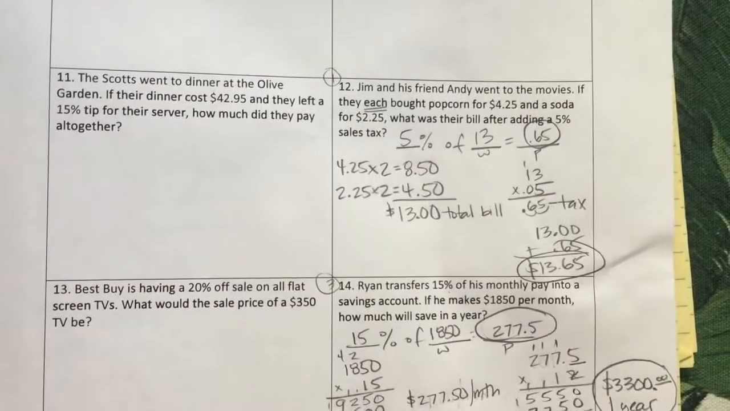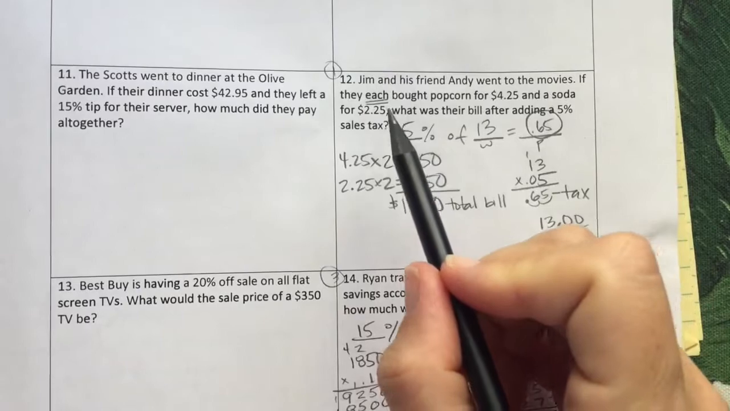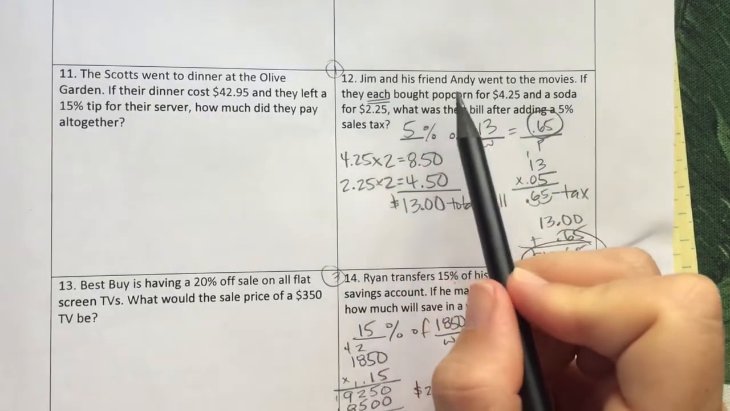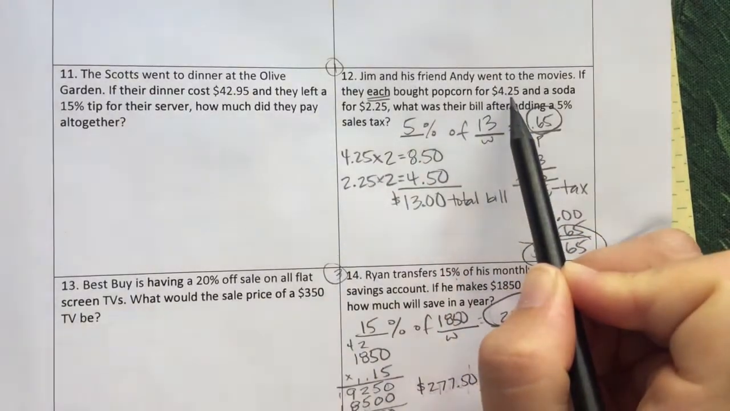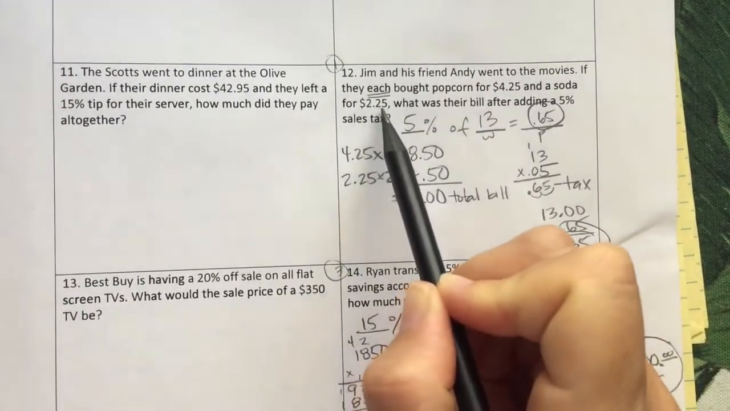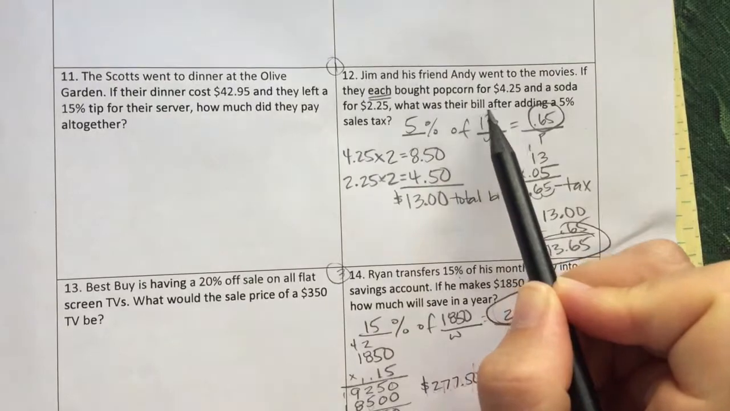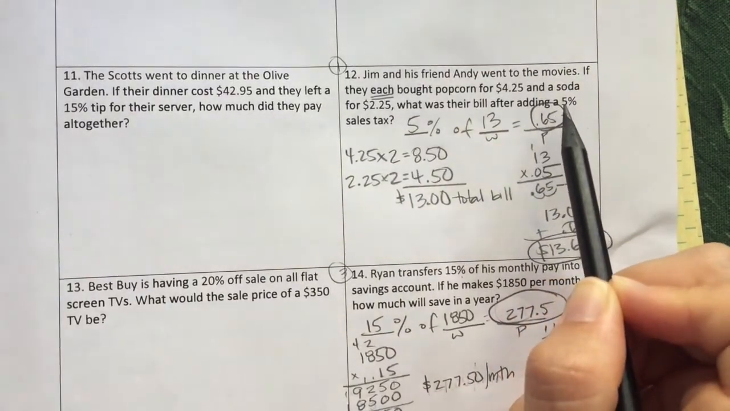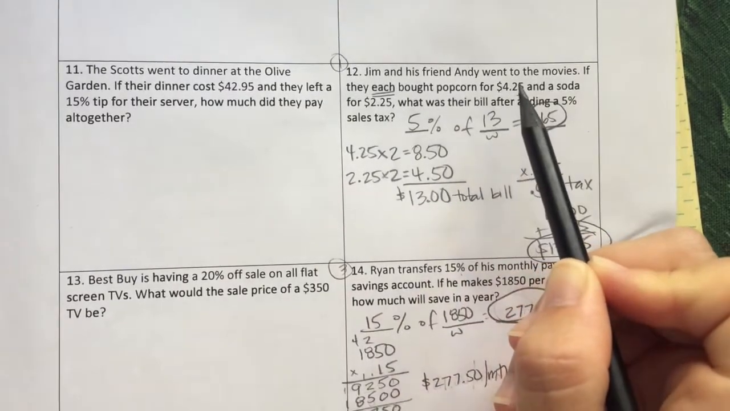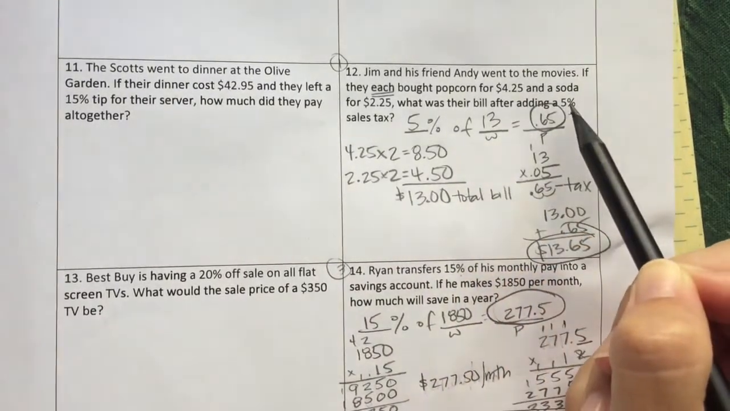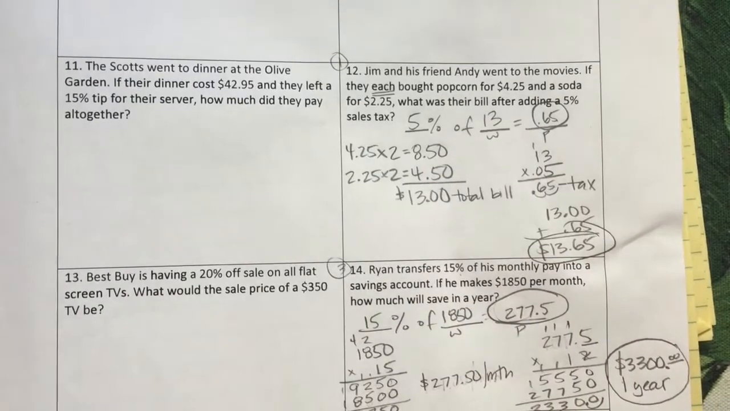All right, here are your answers. For the first one, Jim and his friend Andy went to the movies. They each bought popcorn for $4.25 and a soda for $2.25. What was their bill after adding a 5% sales tax? So we're going to need to figure out how much stuff they bought, what was that total price. Then we're going to need to calculate the tax, and then we're going to have to add the 2 together.